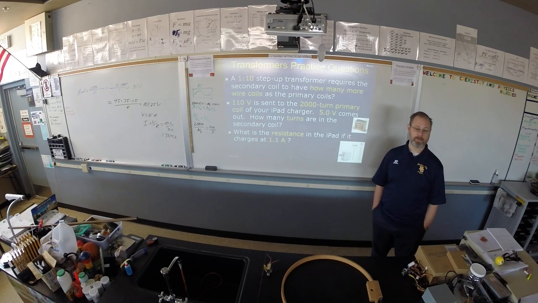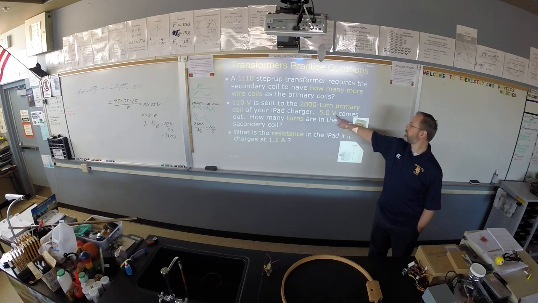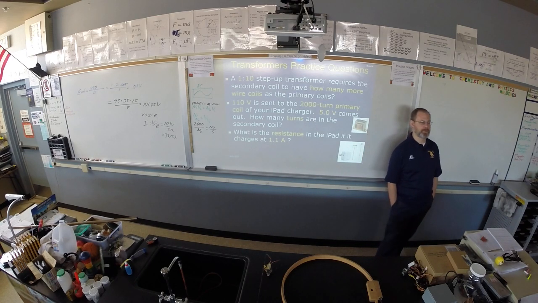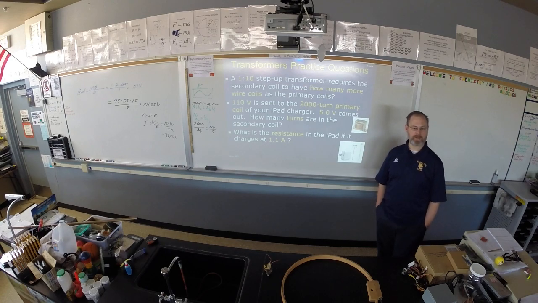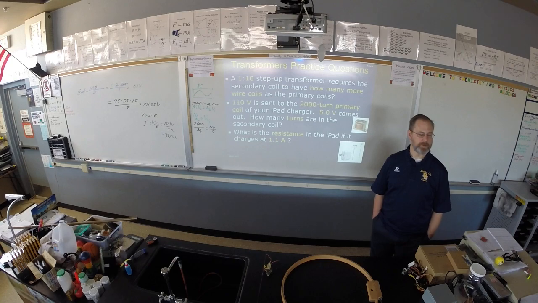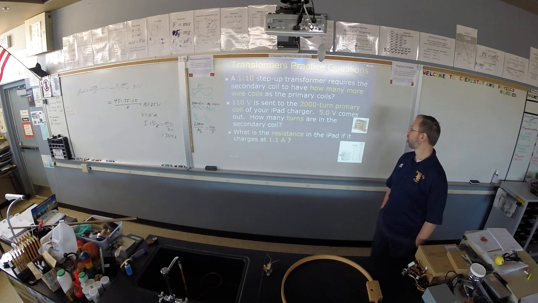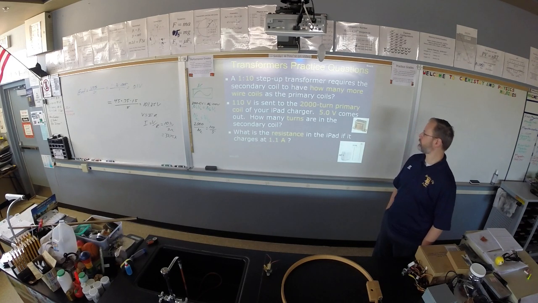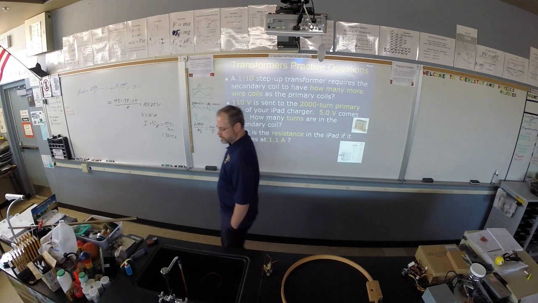How much? 4.5 ohms? What volts are you using? 5 volts. 5 volts is coming out of the coil and going into the resistor, which then allows it to charge the iPad. V equals IR, so R equals V over I. 5 divided by 1.1, which is 4.5 ohms. 4.5 ohms, yeah.